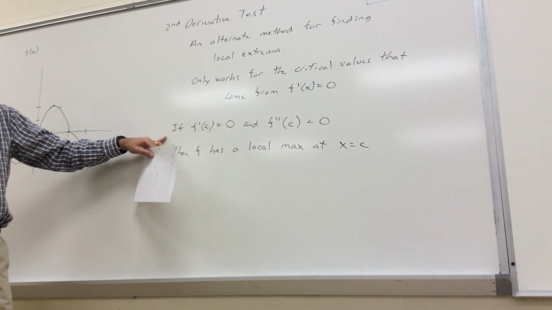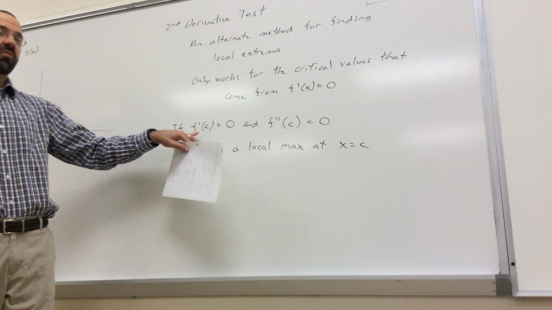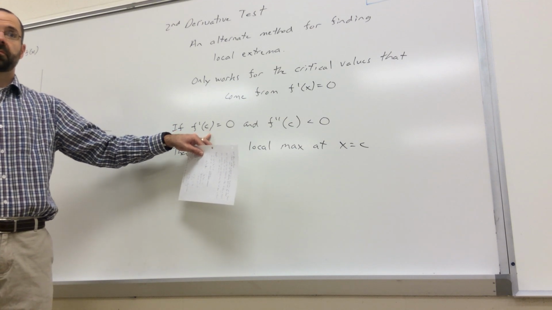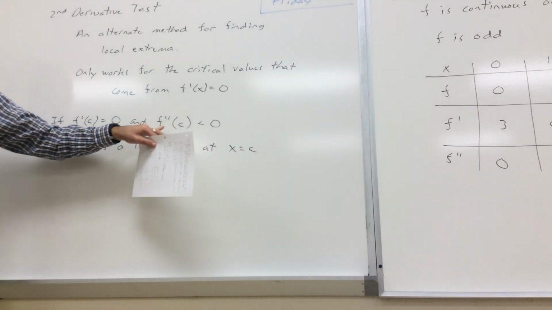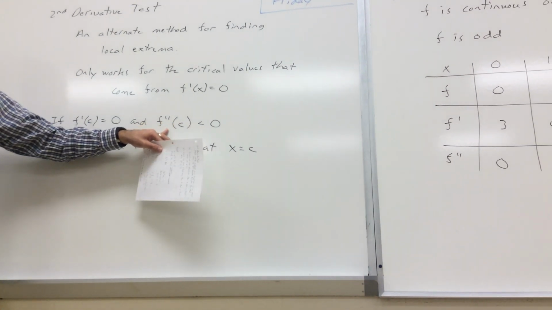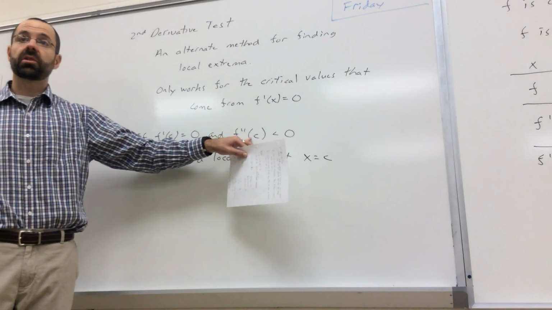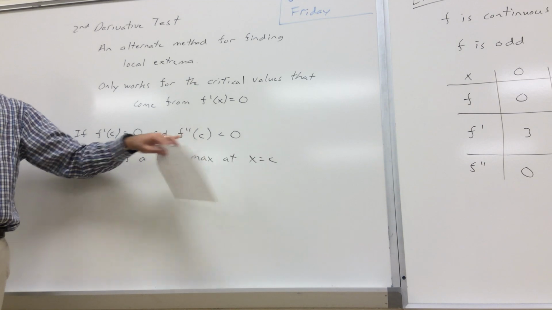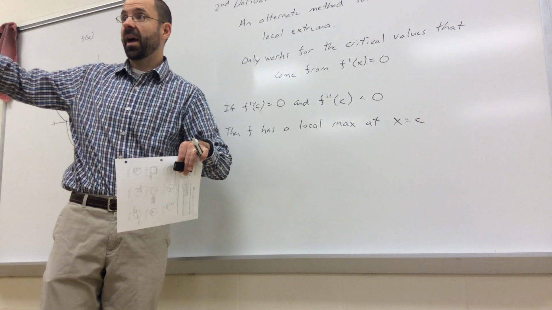So let's digest what this says, and then we're going to see why it's true. So first of all, if f prime is 0, that means that the slope is 0. And then if f double prime is less than 0, that means that the graph is concave down. So picture a graph that has a 0 slope and is also concave down. Doesn't that look like this? So that's why it's a local max.